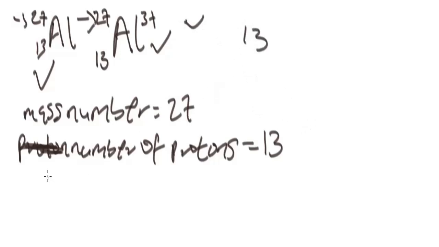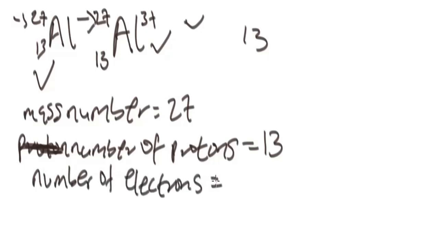Whereas we also have to find the number of electrons. Alright, so this is where the difference comes in now. In this first atom, this neutral atom, there is no charge. The number of electrons in this neutral atom is 13, because remember what I told you, in a neutral atom, proton number equals electron number.